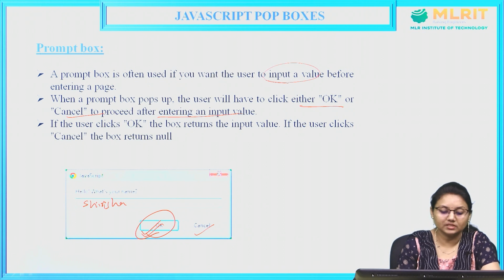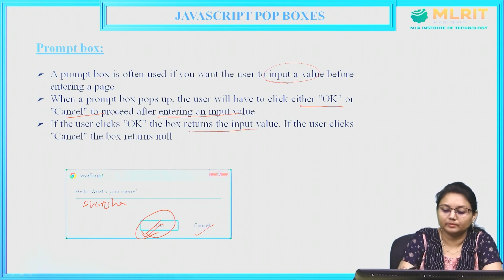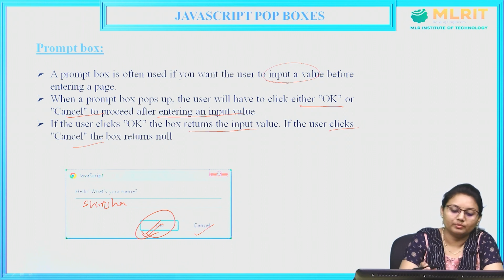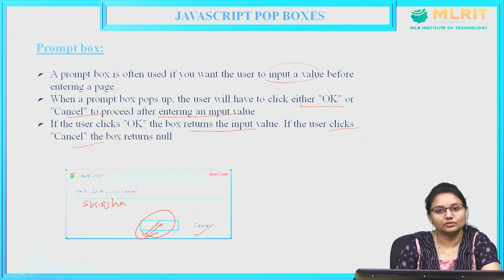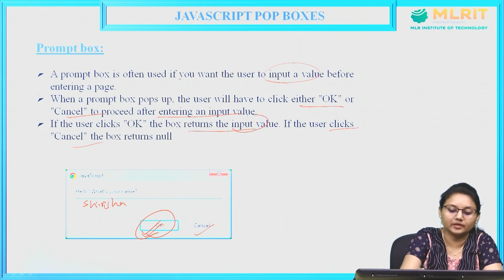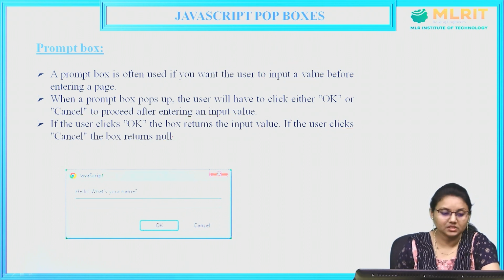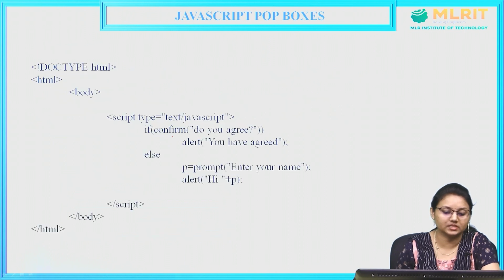If the user clicks OK, the box returns the input value. If the user clicks cancel, it returns null. In the confirm box, if the user clicks OK, it returns true, otherwise it returns false. But here it returns the input value that you entered, otherwise it returns null. So, these are the three pop-up boxes we have in JavaScript, which is a client-side scripting language.